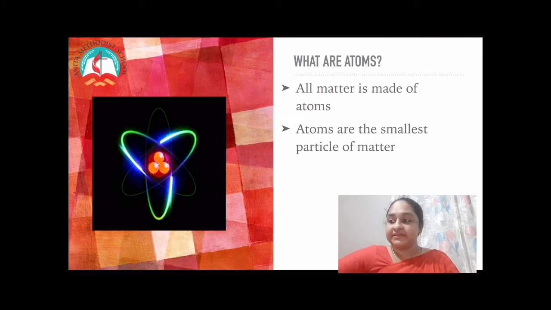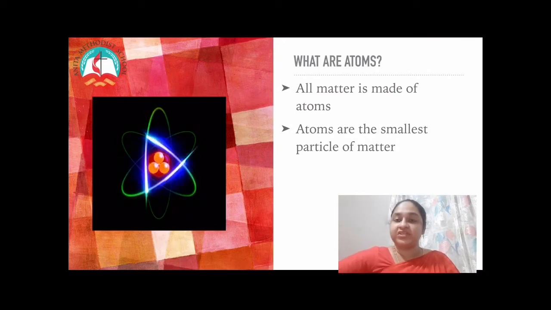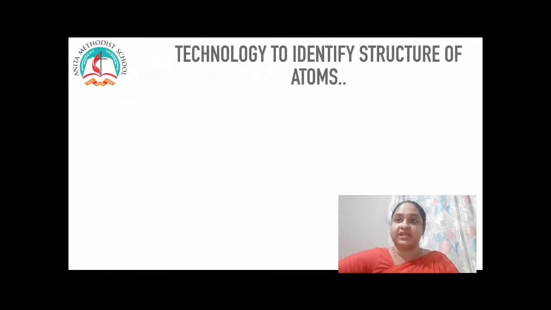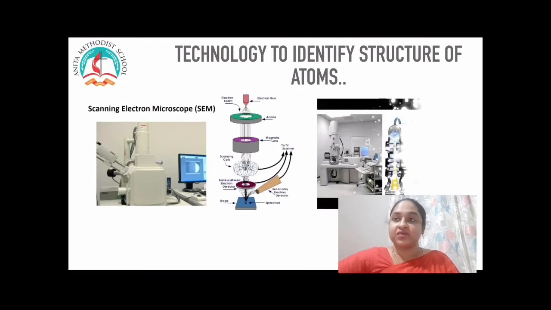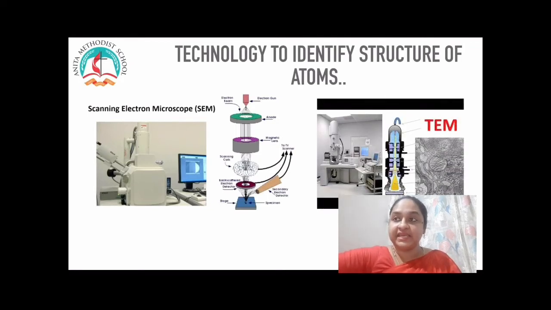So, they developed technology to identify the structure of these atoms, called the scanning electron microscope, SEM, and then we have the tunneling electron microscope, TEM. With these they make use of electricity to map atoms. There are more things to learn about matter which we will come back to in later classes.